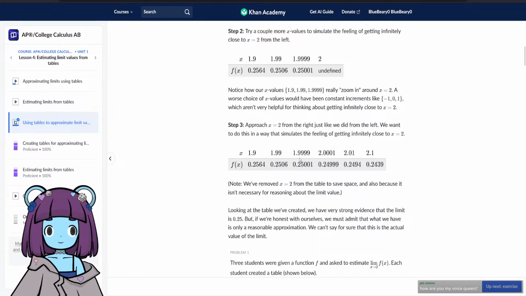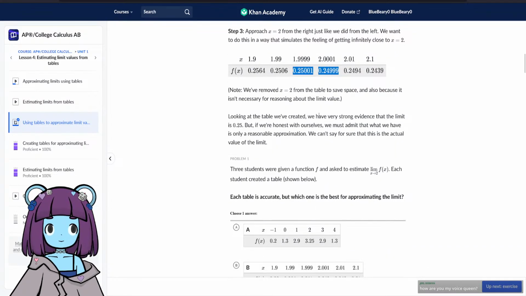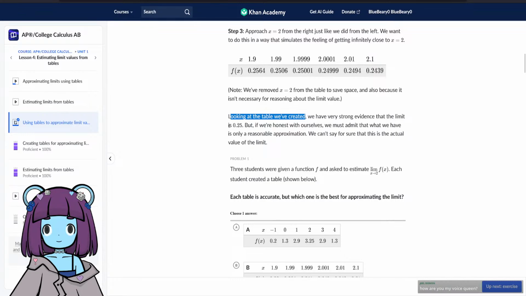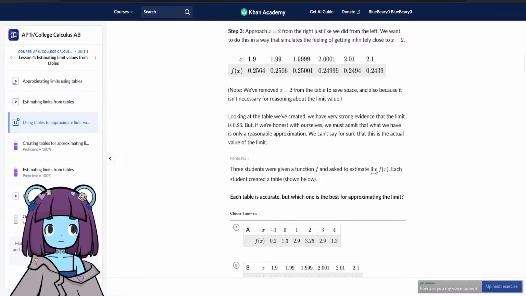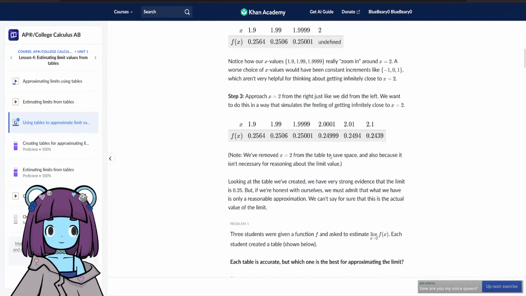We have this table, and then we have 2. We have to find where this value approaches, going down. Like it says, in this table we've created, we have strong evidence that the limit is 0.25. But this may not be the actual value at x equals 2.